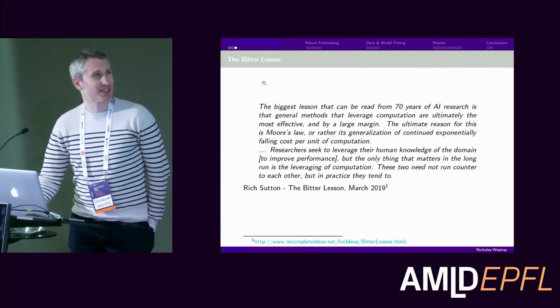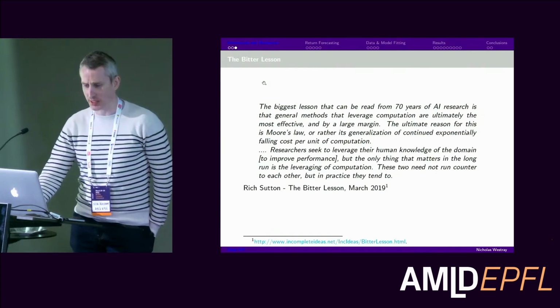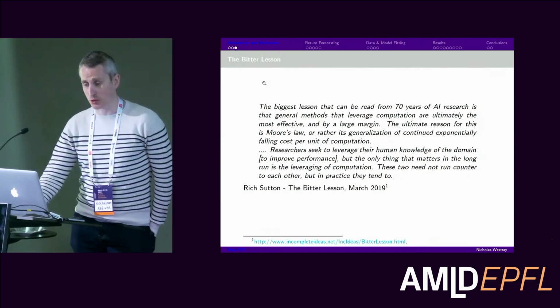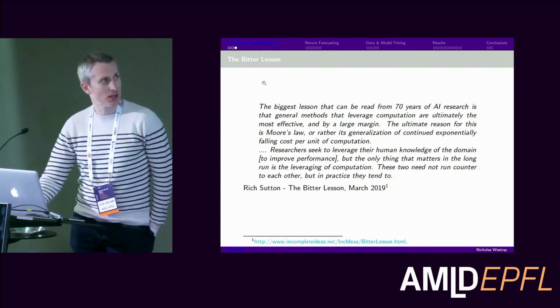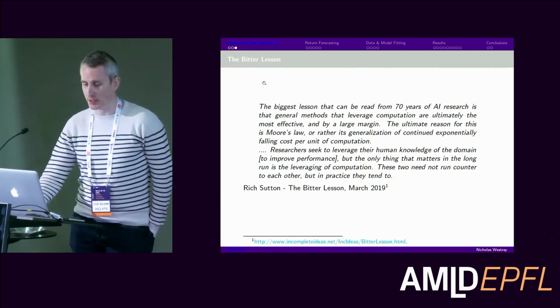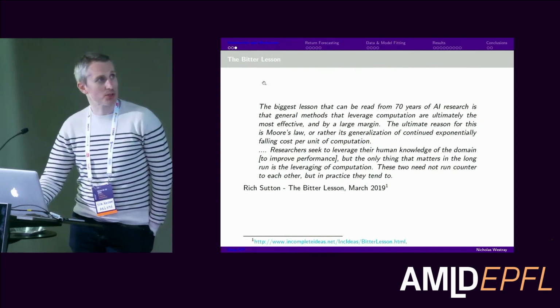Okay, but this is somehow not great, and this quote by Rich Sutton alludes to it. He says that the biggest lesson that can be read from 70 years of AI research is that general methods that leverage computation are ultimately the most effective, and by a large margin. The ultimate reason for this is Moore's law, or rather its generalization of continued exponentially falling cost per unit of computation. And the most important bit that he says is researchers seek to leverage their human knowledge of the domain to improve performance, but the only thing that really matters in the long run is the leveraging of computation, being able to apply large amounts of computation to this.